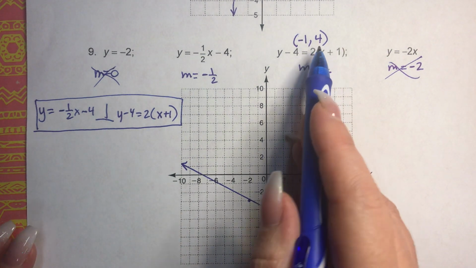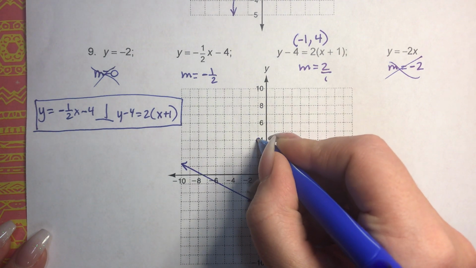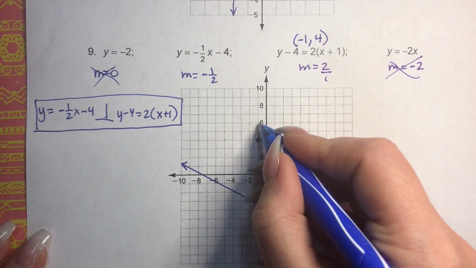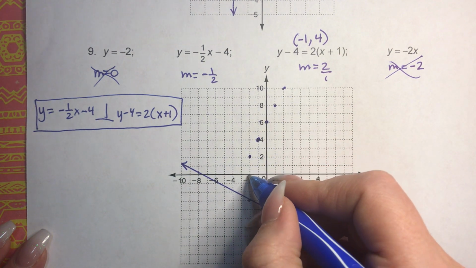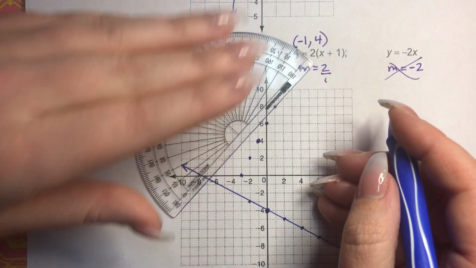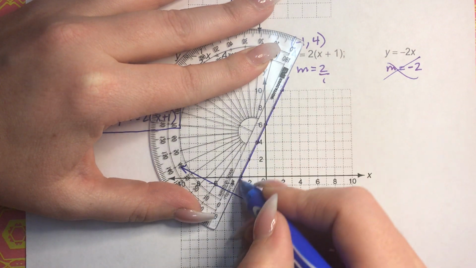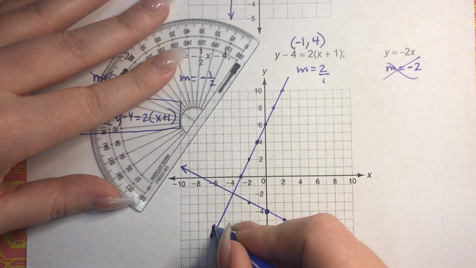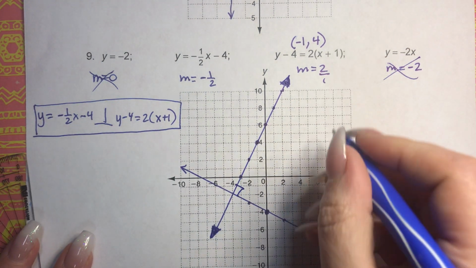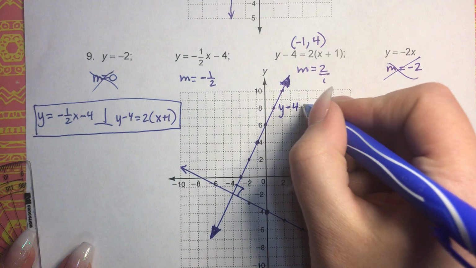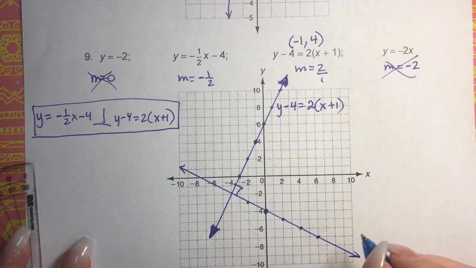Yes, so we graph this point here, -1, 4, and then from there we graph the slope, which is 2/1, 2/1, 2/1, opposite, down 2/1, down 2/1. We go ahead and graph that line. And we have our two perpendicular lines. And we will label them, and then we are good.